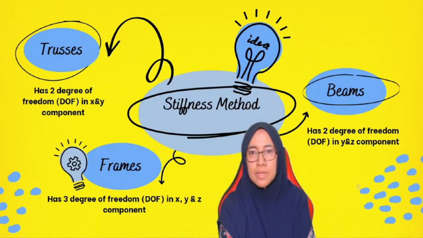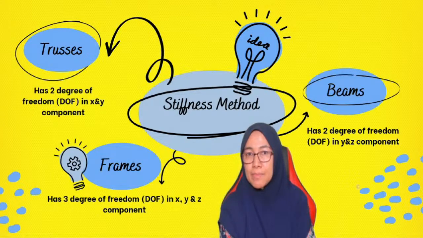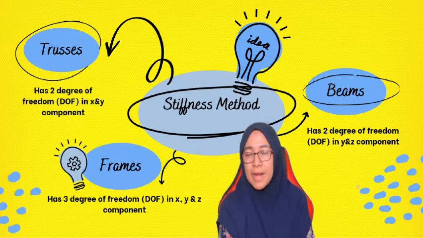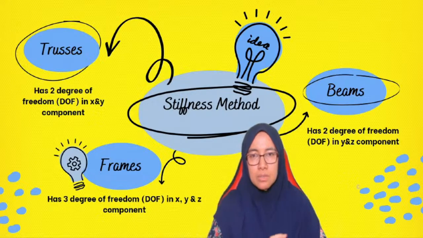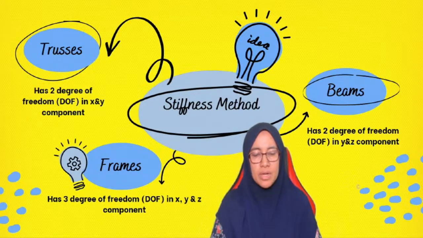As you can see on screen right now, a truss has 2 degrees of freedom in X and Y components. Look at beam: a beam also has 2 degrees of freedom in Y and Z components, and a frame has 3 degrees of freedom in X, Y, and Z components. After this, we will look quite in detail into truss analysis and try to understand what 2 degrees of freedom in X and Y components means.